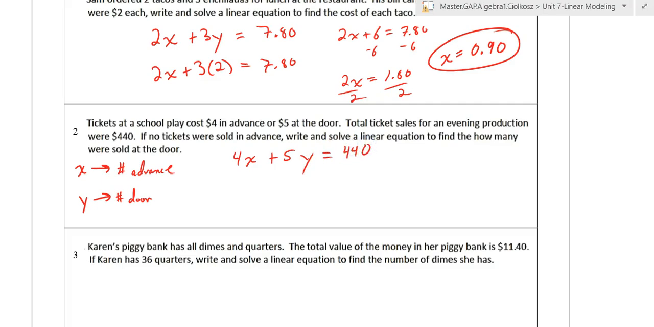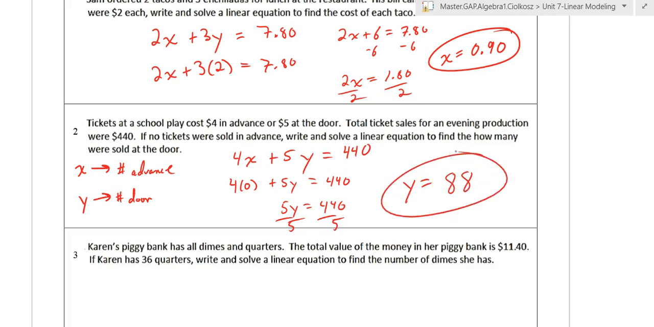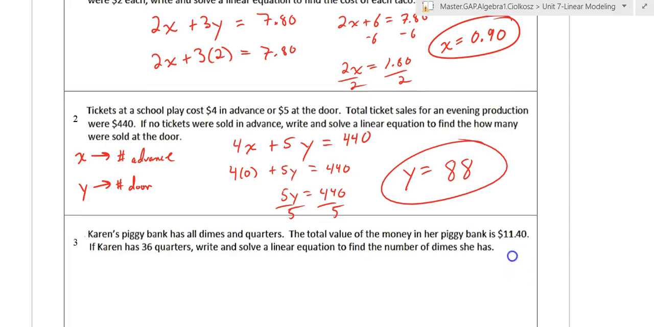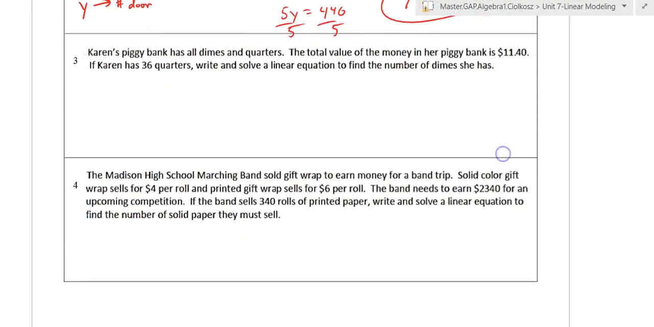Now, it says if no tickets were sold in advance, let's find out how many are at the door. So no tickets, that means our x is 0. Solving. Well, 4 times 0 is just 0. So it looks like 88 were sold at the door. Take a minute now and figure out your x and y for 3.